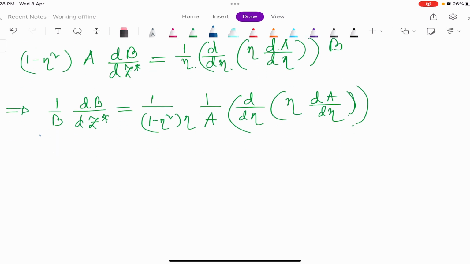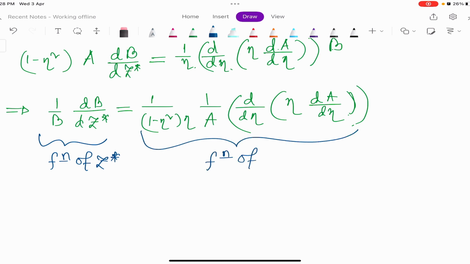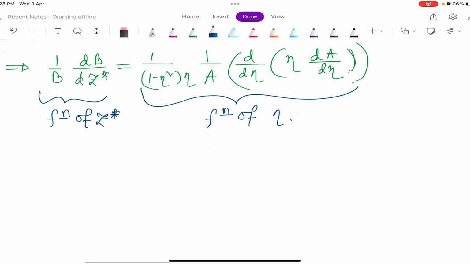So you see that this one is only a function of z star, right? And this one is only a function of eta, right? And for all values of eta and z star, this is true, and this is only possible if both are equal to a constant. I think this argument is pretty clear to you. That is, I have a sole function of z star equal to a function of the single variable eta, and this is true for any pair of eta and z star. So this is only true when both are equal to a constant. Now what should be the value of this constant? Let me call it mu s, and it is termed as separation constant.